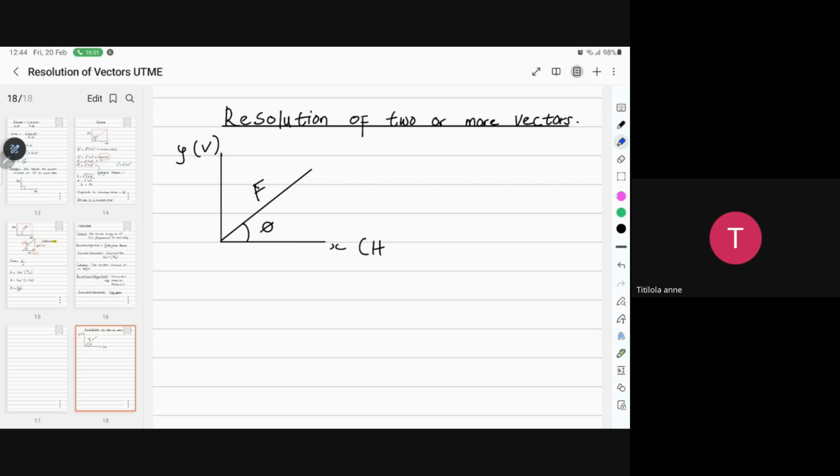Now, you are asked to find the vertical component of this force along the y-axis, and the horizontal component of this force along the x-axis. Remember that H represents your horizontal, right? You are trying to resolve two or more vectors, but then it's about you resolving this along the y-axis and along the x-axis. That is exactly what you are asked to do. Now, pay attention to this.